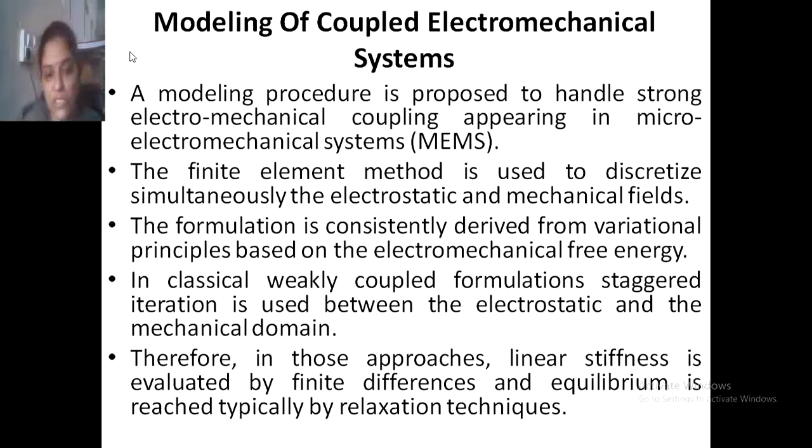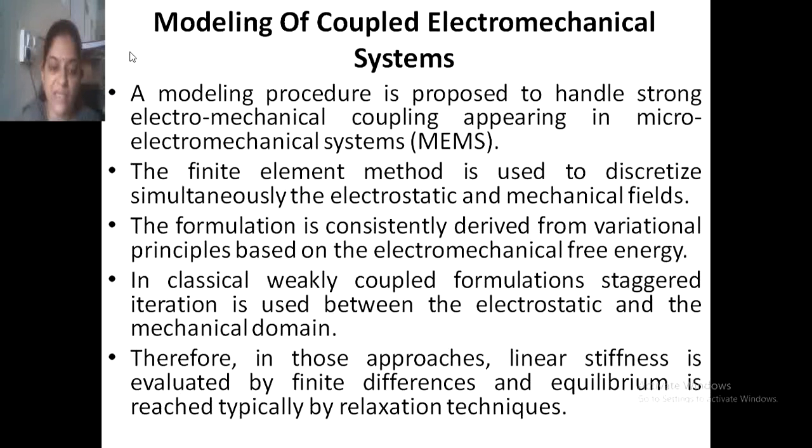So the formulation is consistently derived from variational principles based on the electromechanical free energy.